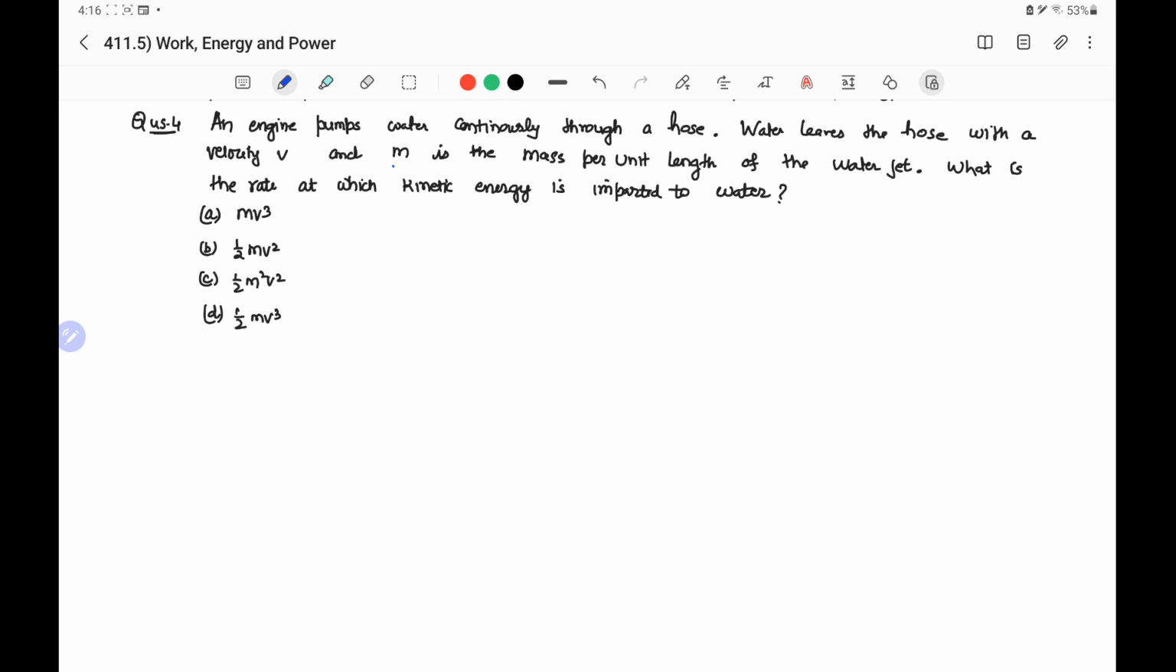Fourth question is, an engine pumps water continuously through a hose. Water leaves the hose with a velocity v, and m is the mass per unit length of the water jet. What is the rate at which the kinetic energy is imparted to the water? Kinetic energy is given by half mv square. So rate at which kinetic energy is imparted to water is dK by dt. So we differentiate with respect to time.